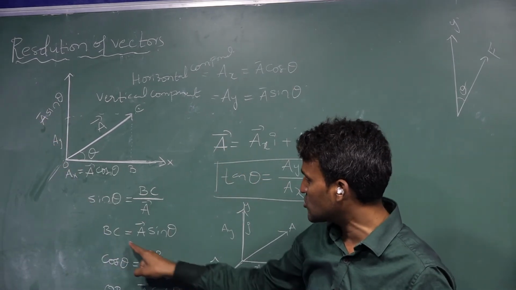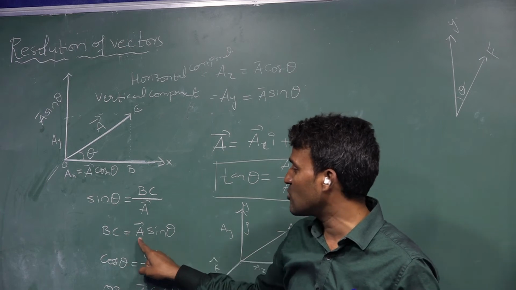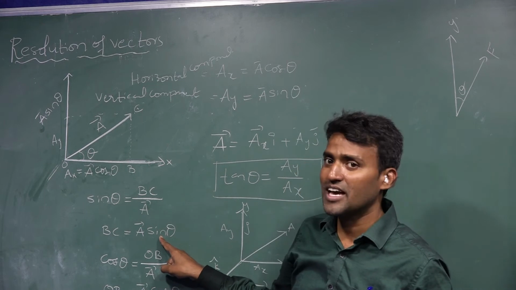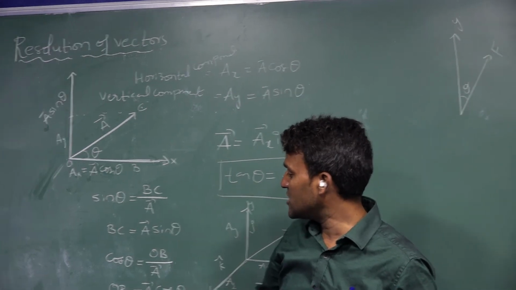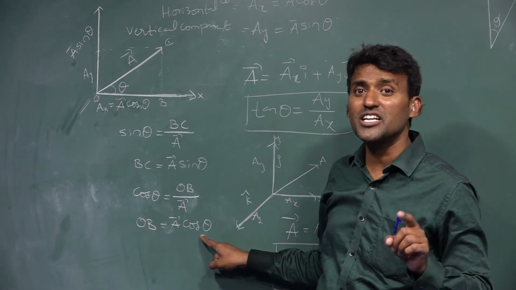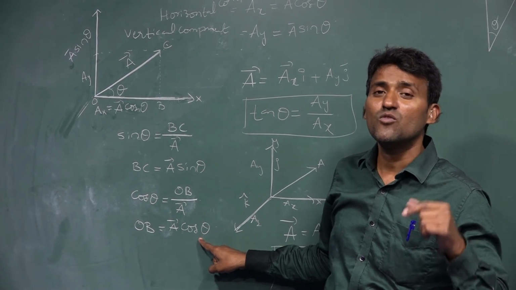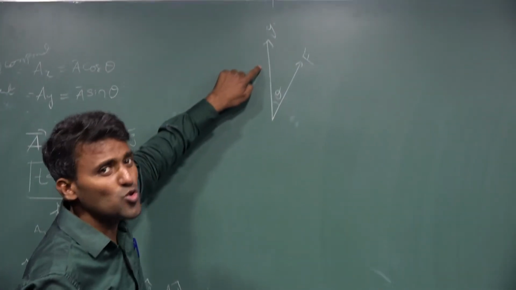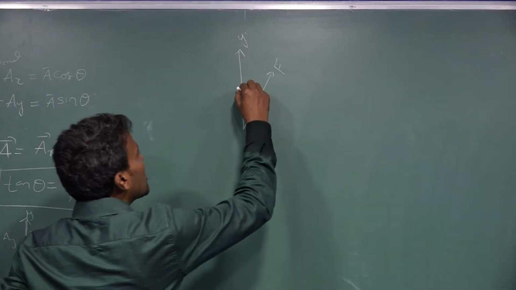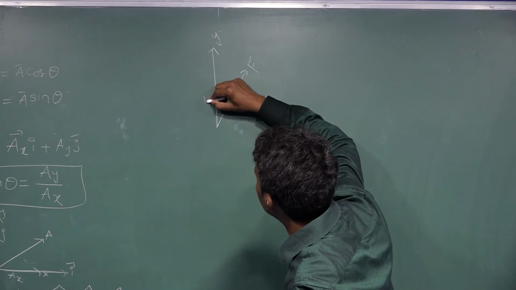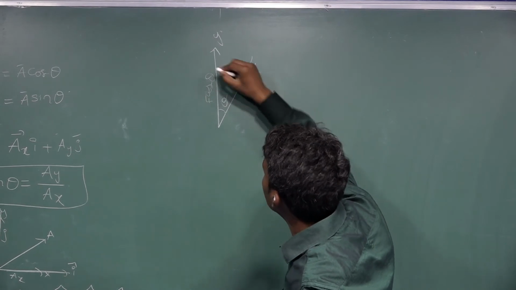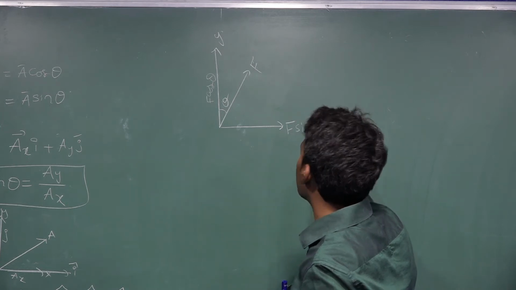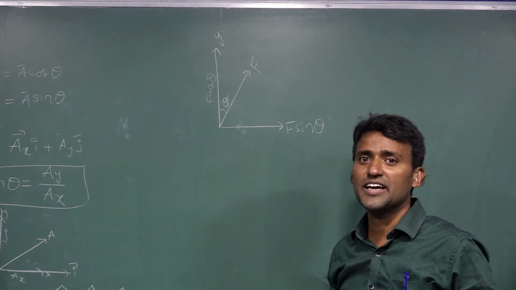Mathematically we proved that also. BC is the vertical component, that is A sin theta, and the horizontal component OB is A cos theta. So the horizontal component is cosine angle, the vertical component is sine angle. Now F is resolved into two components. The horizontal component is F cos theta. The vertical component is F sin theta.